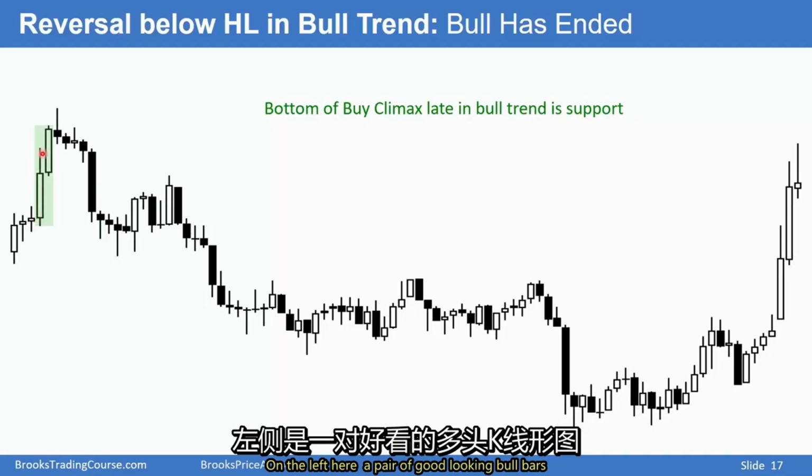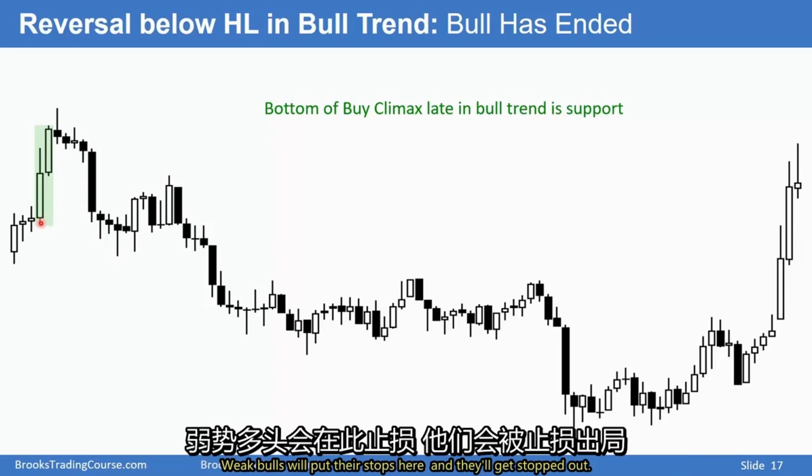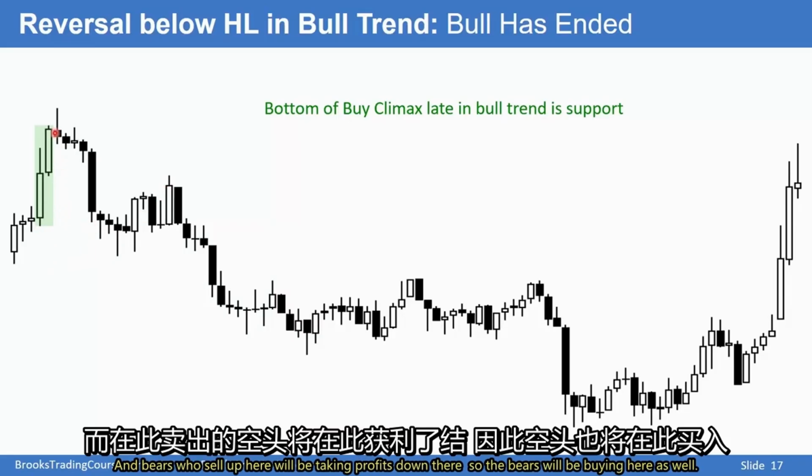On the left here, a pair of good-looking bull bars, but it could be an exhaustive end of the bull trend, and the bottom of the buy climax is support. Weak bulls will put their stops here, and they'll get stopped out. Strong bulls will buy here, at least for a scalp. And bears who sell up here will be taking profits down there, so the bears will be buying here as well.